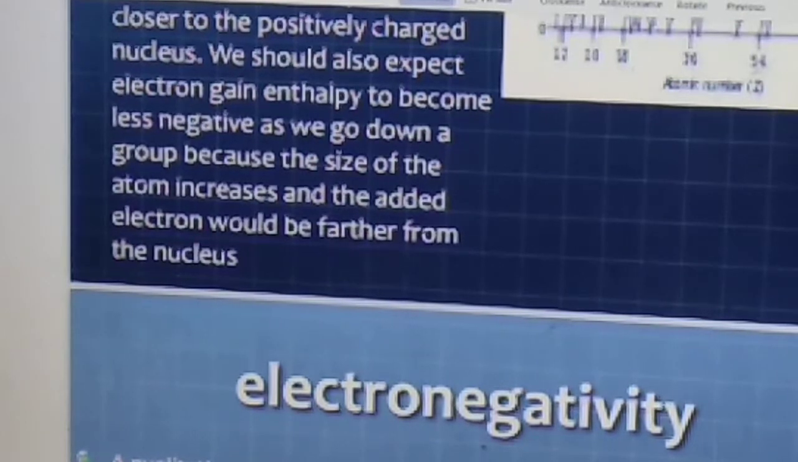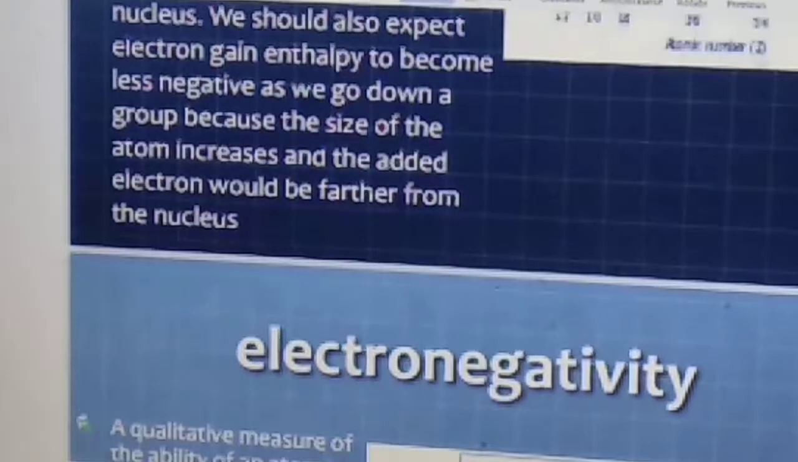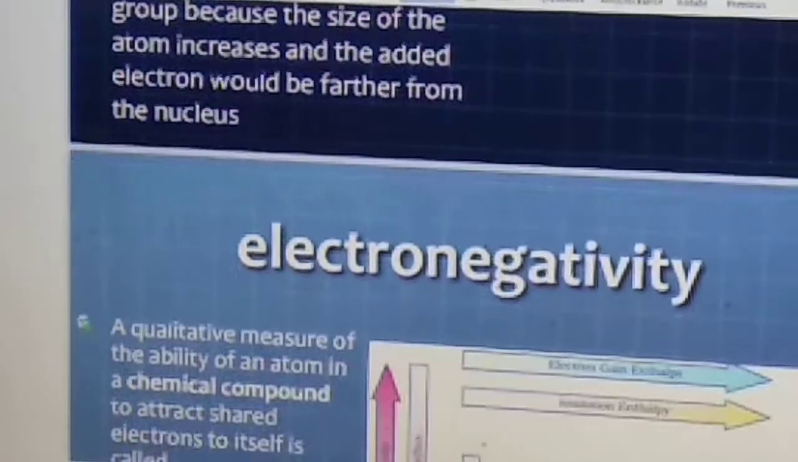And what is electron gain enthalpy? The enthalpy which is released or needed to add an electron to an isolated gaseous atom. Along the period, electron gain enthalpy becomes highly negative, that is, more energy will be released. But when we move from top to bottom, electron gain enthalpy becomes less negative, that is, less energy will be released. Now, what is electronegativity, my dear children?